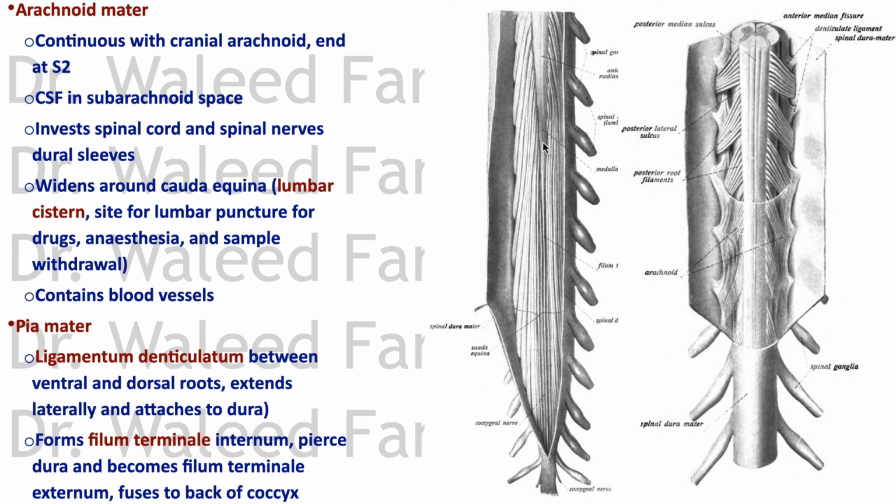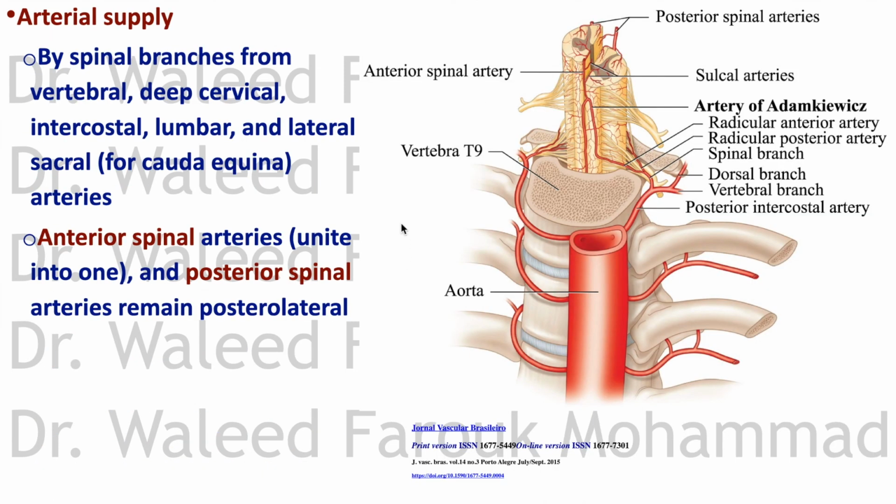See that? There's the conus medullaris. See that? This single structure. See that in the middle? This is the filum terminale. The filum terminale pierces the dura and arachnoid and extends outwards to attach to the back of the coccyx. The inside part is called the filum terminale internum, and the outside the filum terminale externum. These are structures formed by the pia mater.